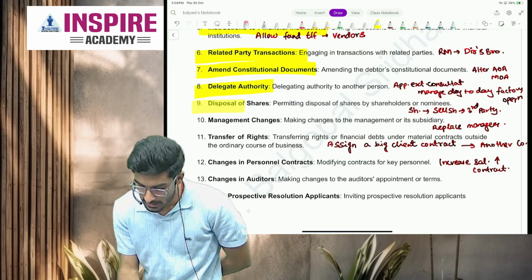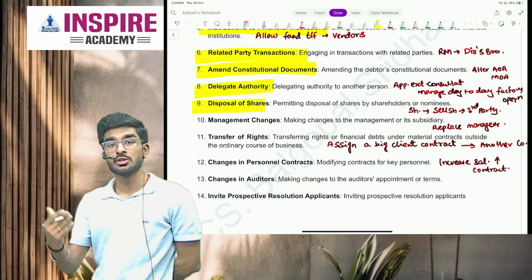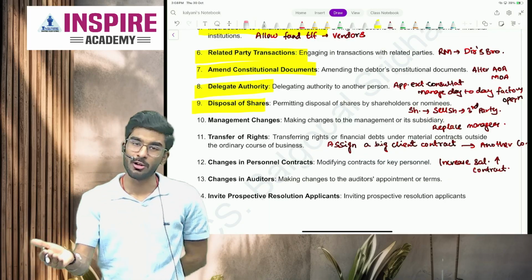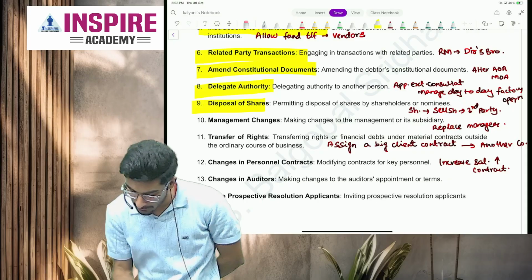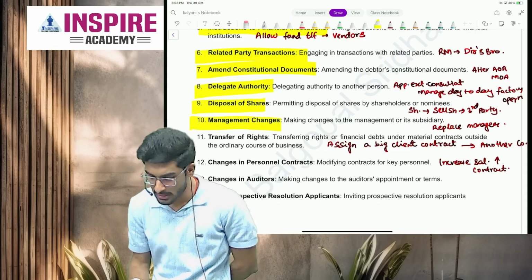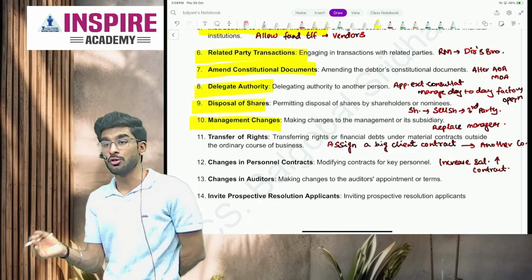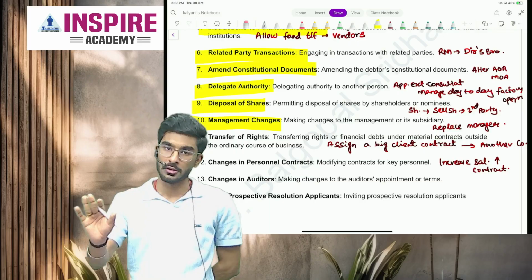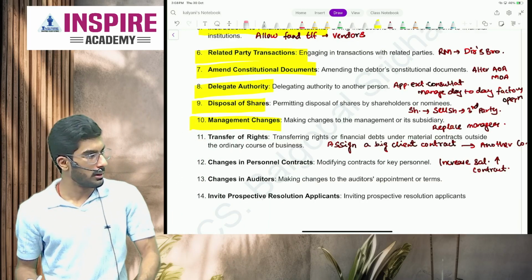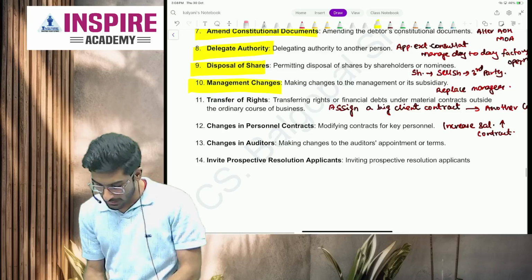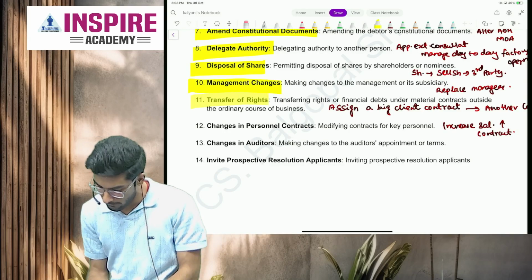Disposing of shares. If shares want to be sold to a third party, for that also COC's approval is required. And then people, management changes. Major KMP needs to be replaced. For that purpose also COC's approval is required. Yes or no, people?